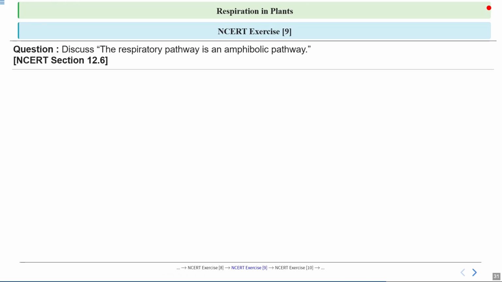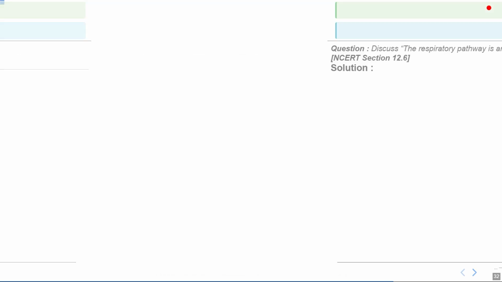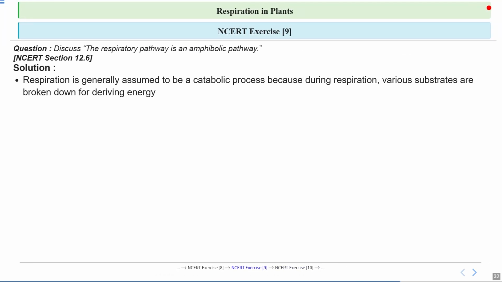Now let us look at the next question. Discuss the respiratory pathway as an amphibolic pathway. So let us look at the solution. Now the process of respiration is generally considered or assumed to be a catabolic process. Why? Because during respiration, various substrates are broken down for producing energy.